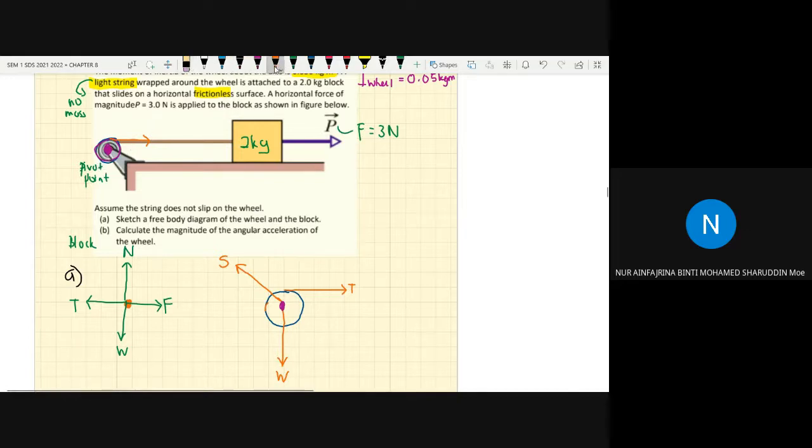Sekarang awak cuba tengok. Miss tak pakai warna apa yang lebih better. I think this color. Now cuba tengok. Normal korang ke mana? Ini normal korang akan ke mana guys?